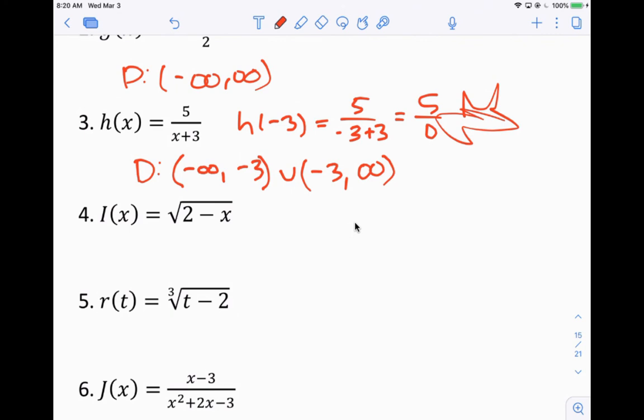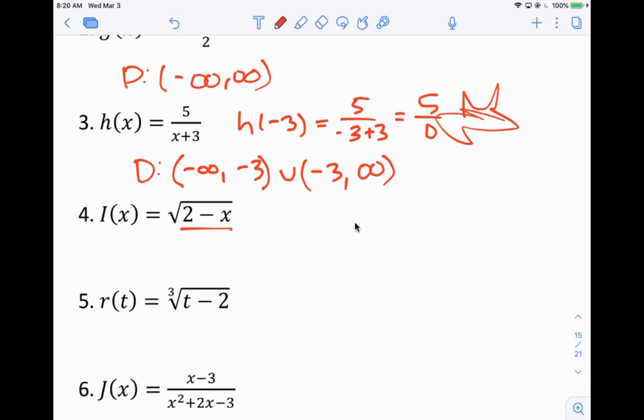All right, i of x here, the square root of 2 minus x. Ooh, radicals, they also have an issue, but it's only with the even ones. Our even radicals can't spit out negative numbers, remember? So if they're going to spit out negative numbers, we got to say don't do that. So the square root, okay, where does this start though? Where would it start spitting out negative numbers?